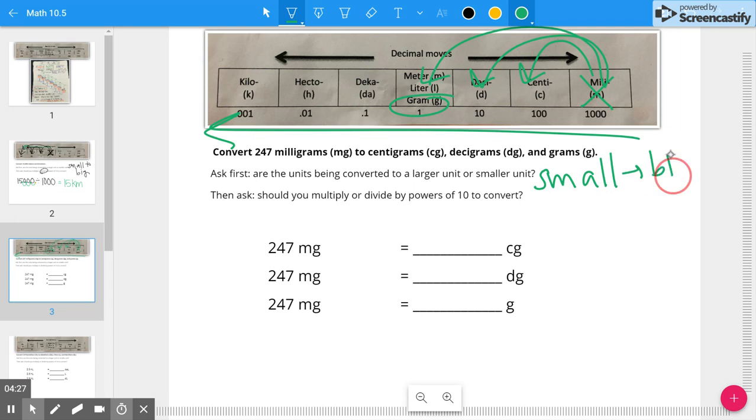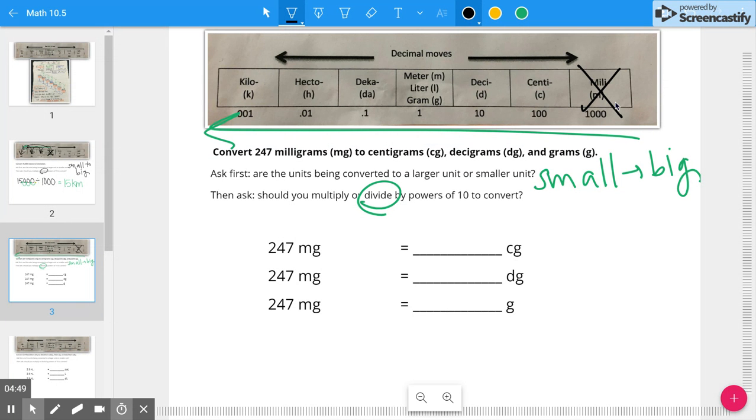Small to big. So that means that I need to divide. Silly babies dancing. So if I'm starting off with 247 milligrams, that would be starting off, 247 milligrams is right here.